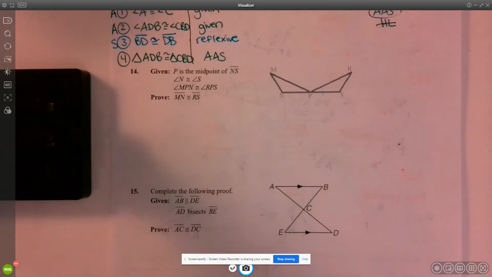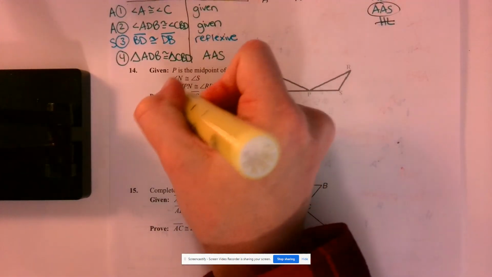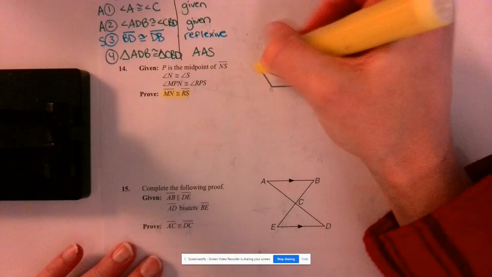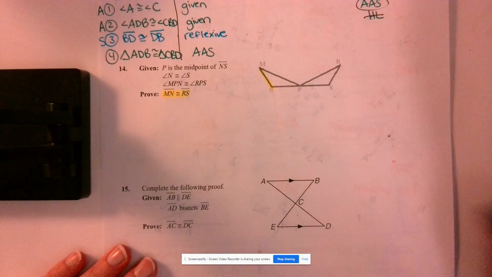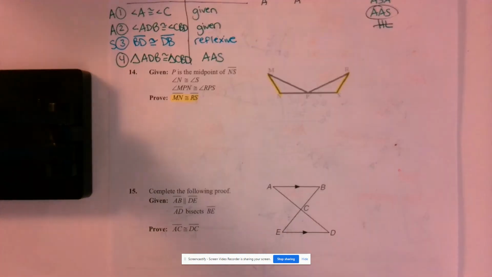This video will cover number 14 and 15, the final two proofs in your Chapter 5 test review. In number 14, we are given some information, and we are trying to prove that line segment MN is congruent to line segment RS. So where are those two line segments? One is here in the triangle on the left, and one is here in the triangle on the right.